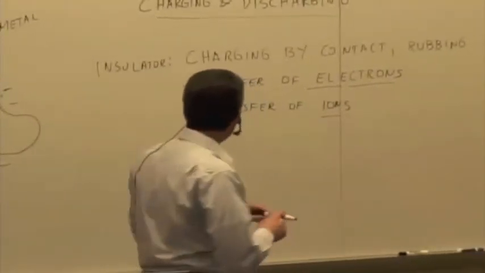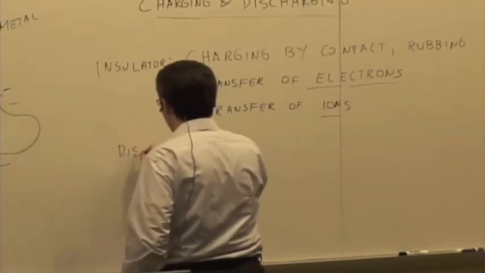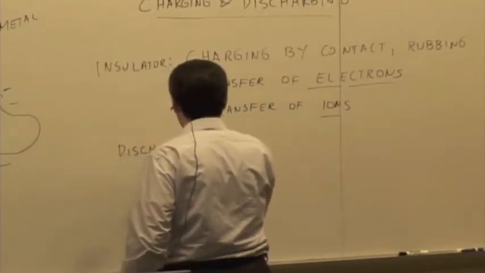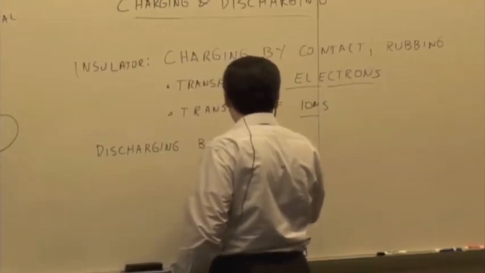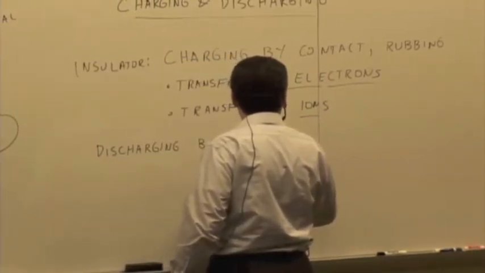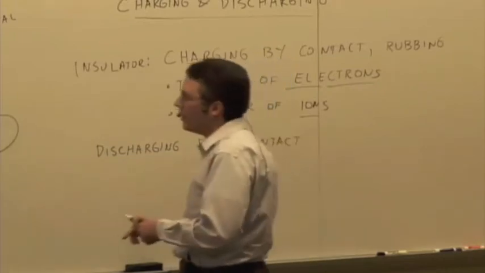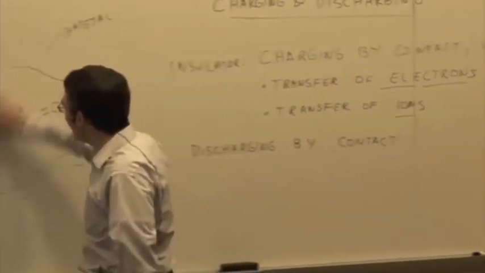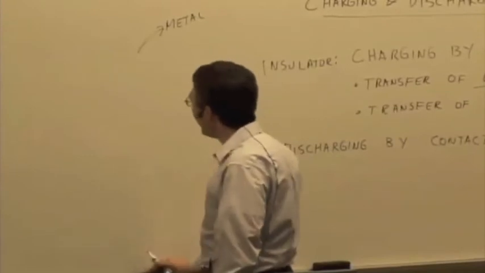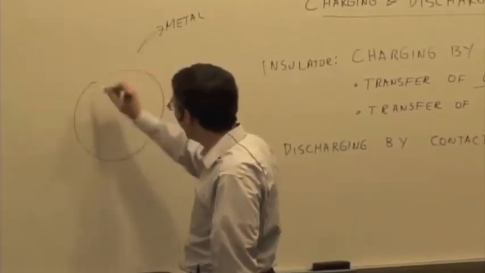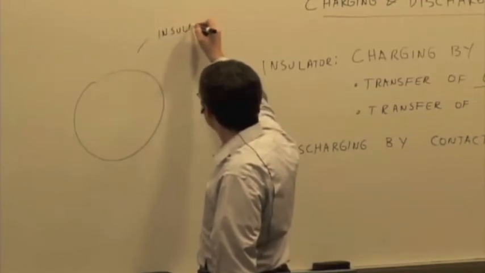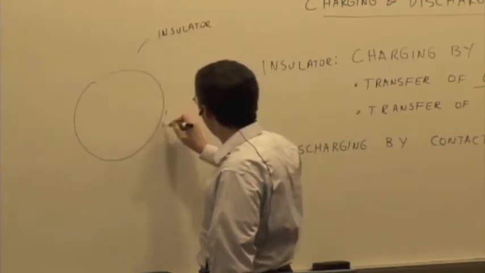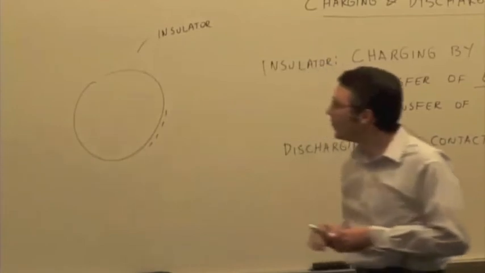Discharging an insulator can be a little bit tricky because, again, if you have an insulator, the charge tends to just stay there. Okay, so if we have an insulator, we can just charge one piece of it.